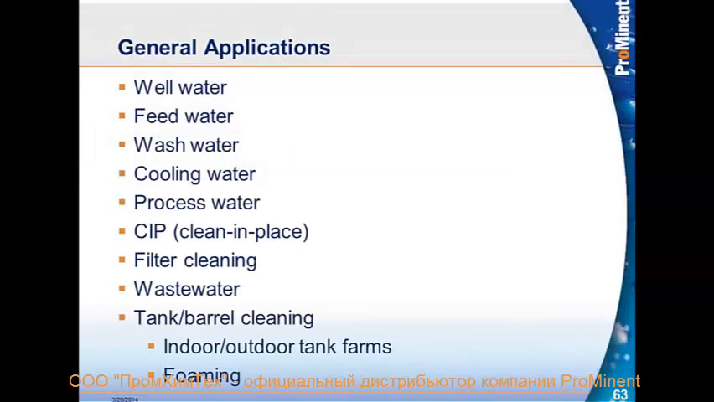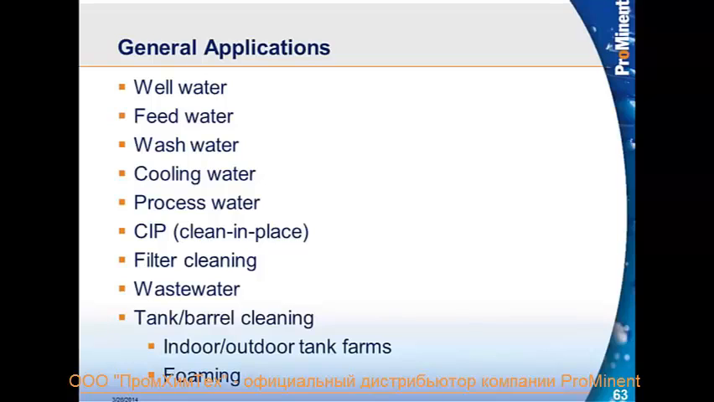So some applications in the wine industry. We've used our generators in the wine industry for treating well water, feed water, wash water, as well as cooling water and the actual process water. It's been used for clean in place along with acid and caustic. It's been used for filter cleaning. It's been used for wastewater. And the majority of the applications we've seen are for tank or barrel cleaning, and also for the indoor and outdoor tank farms.